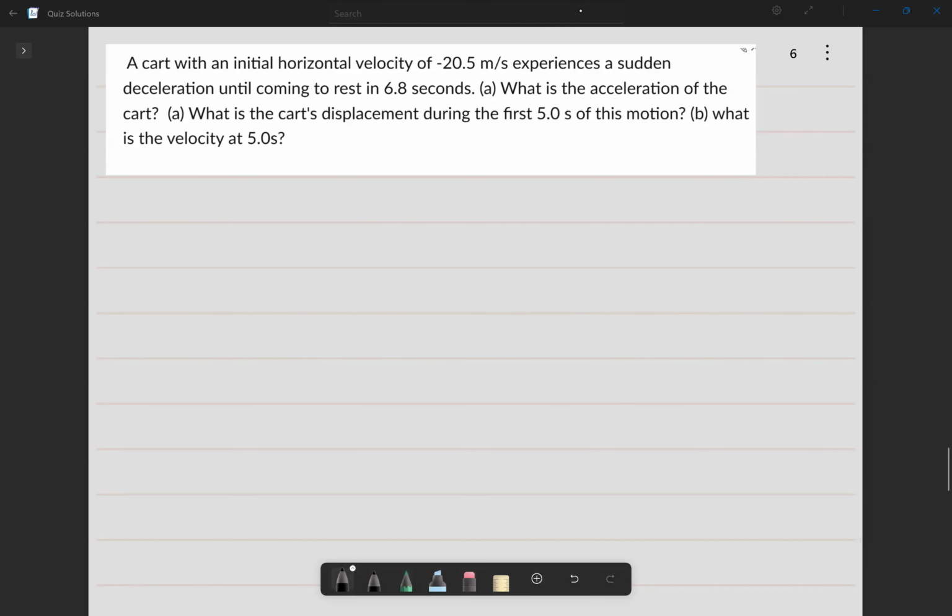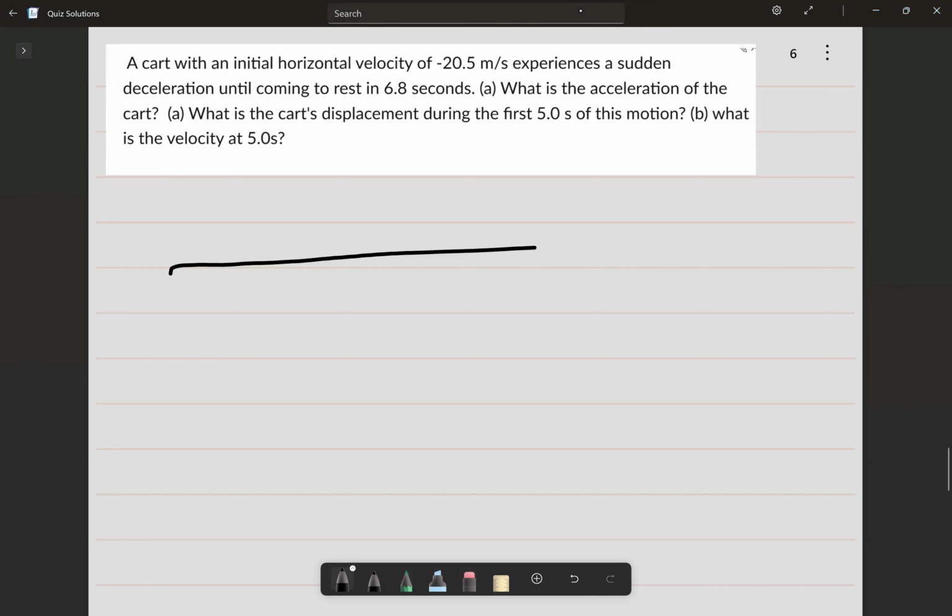All right, welcome back. So let's look at this example right here. A car with an initial horizontal velocity of negative 20.5 meters per second experiences a sudden deceleration until coming to rest in 6.8 seconds. Well, just reading this, we can see that this is pretty much one-dimensional kinematics.